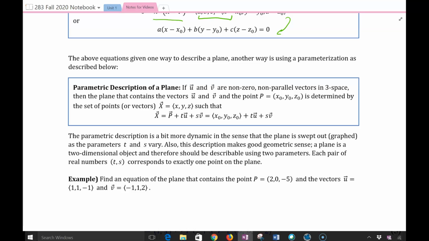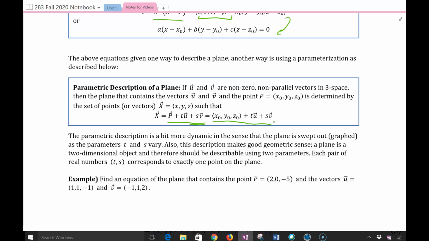So it's saying if you've got two vectors that are non-zero and non-parallel, I'm calling them u and v, in 3-dimensional space, and then if we want to think about the plane that contains those two vectors, u and v, and some given point, which I'm calling p here, that can be determined by this set of points, where you're taking the point p viewed as a vector plus linear combinations of u and v, meaning sums of scalar multiples of u and v. So that's similar looking to the equation of the vector form of a line, but it has another parameter in it and another vector in it.